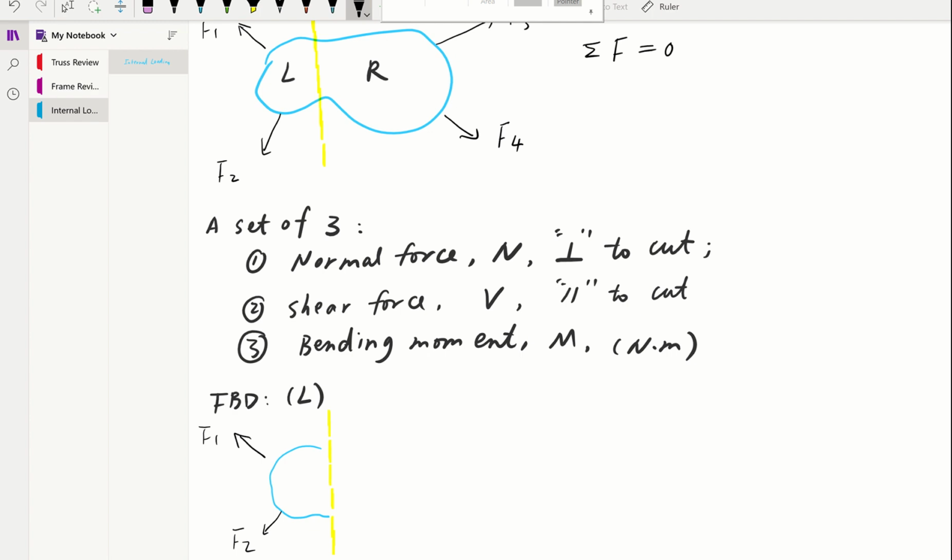Then at this yellow section, we're going to have internal loading. There are three categories. The first one is what? Normal. Normal is perpendicular to the cut, so it's going to be in this direction. Well, we're going to learn another concept. It's called the sign convention.